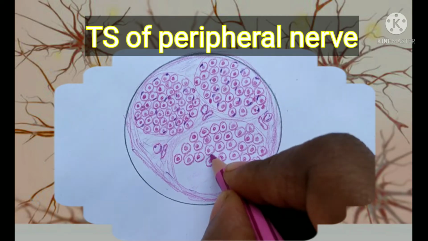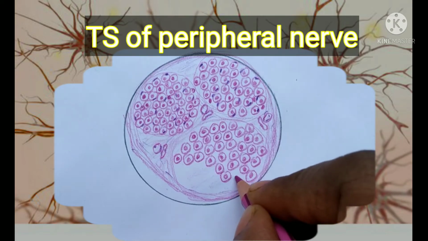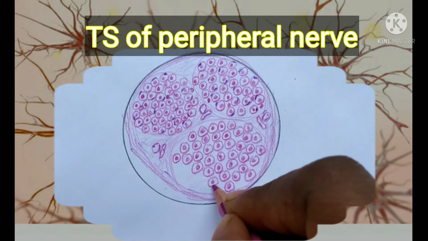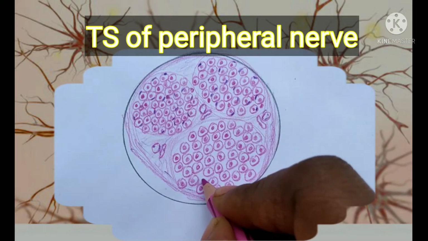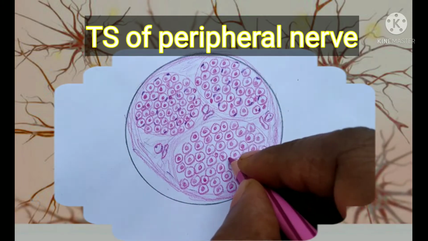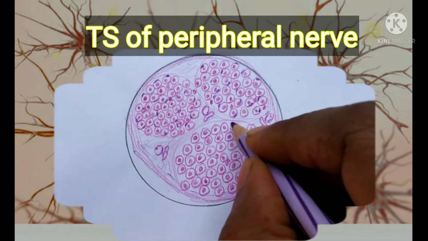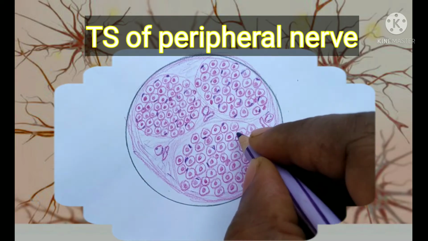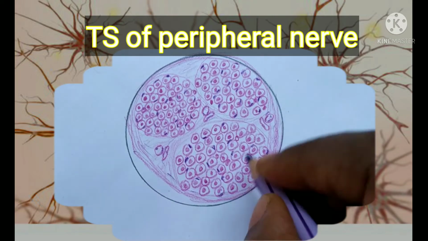This TS of peripheral nerve you have to differentiate from the TS of skeletal muscle. So don't make any mistake. Just observe the multiple nuclei in the skeletal muscle, situated peripherally, and here the axon and the myelin sheath and the thick perineurium.